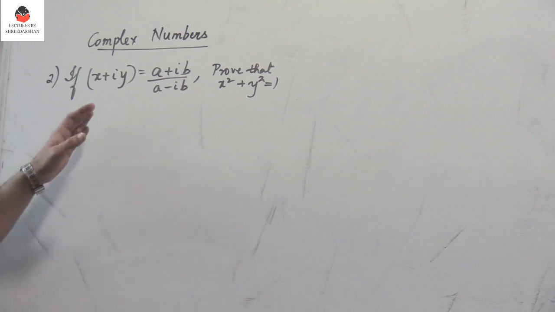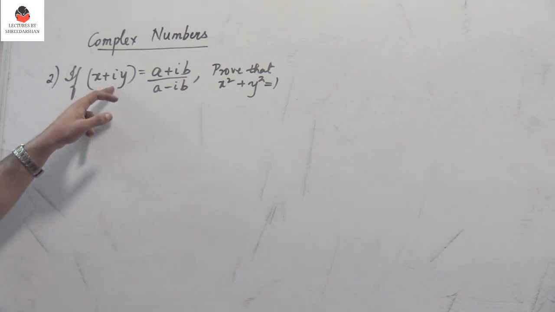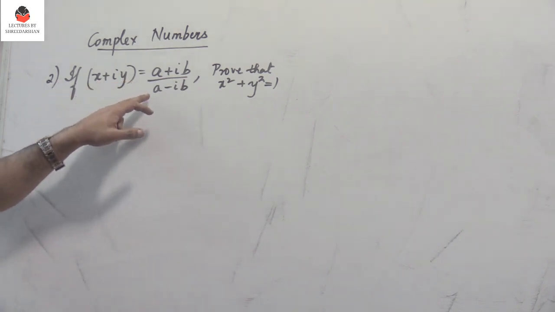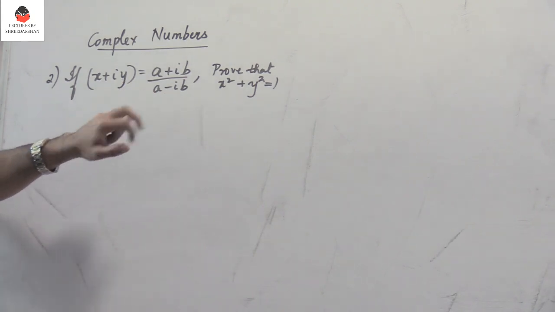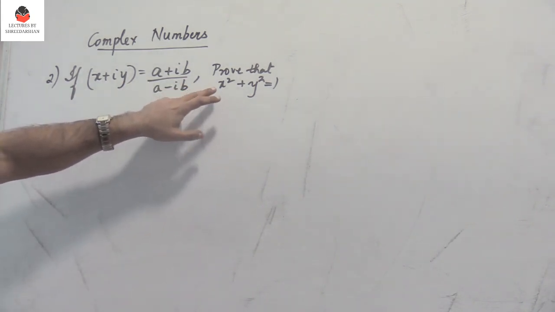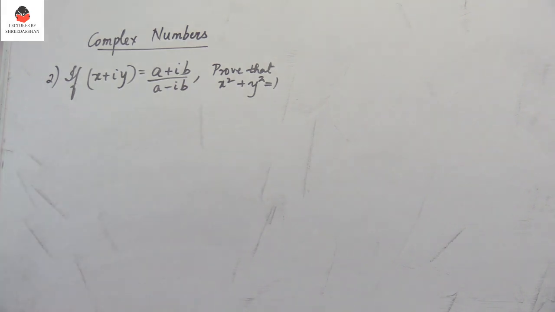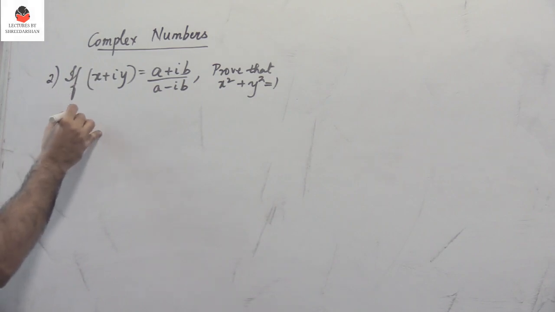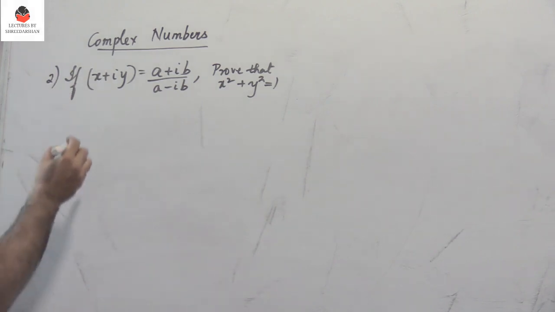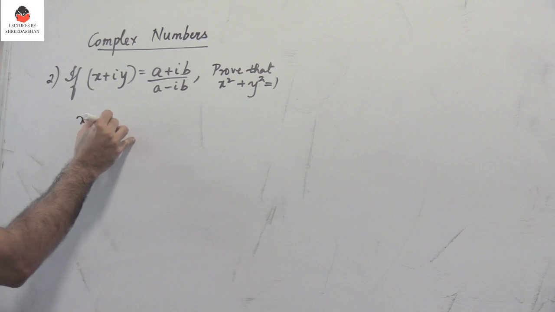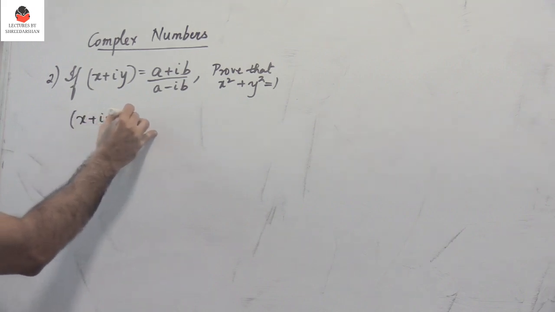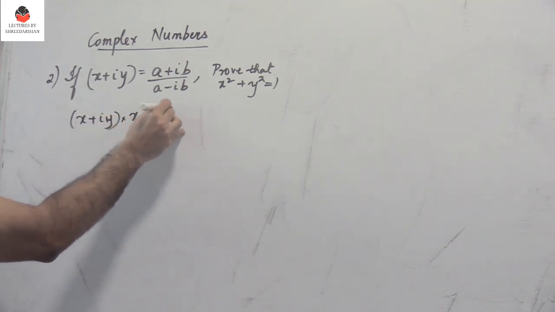So let us take another problem. x plus iy equals (a plus ib) divided by (a minus ib). And we need to prove that x square plus y square equals 1. Now we have x plus iy. What is the conjugate of x plus iy? It is x minus iy. So I have x plus iy into its conjugate x minus iy.